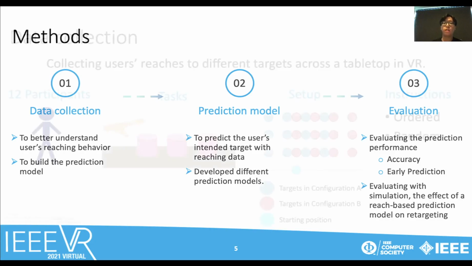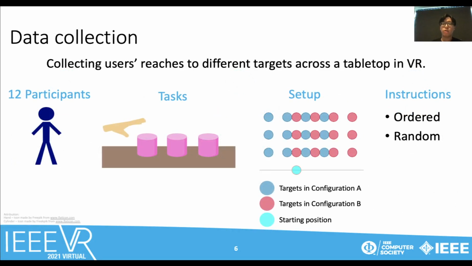For the data collection, we recruited 12 participants, including one left-handed participant. The task of this study is to reach the 24 targets placed across a tabletop, and we tracked the participants' head and hand movement. There were two instruction types where the users were either informed or not on what to reach. We did this to ensure that we get the user's reaching movement to all the targets, but at the same time confirming whether letting the users freely reach will affect their movement.